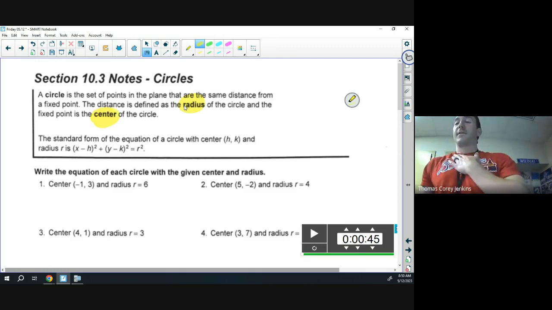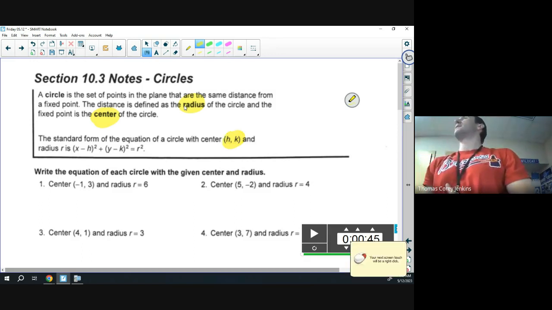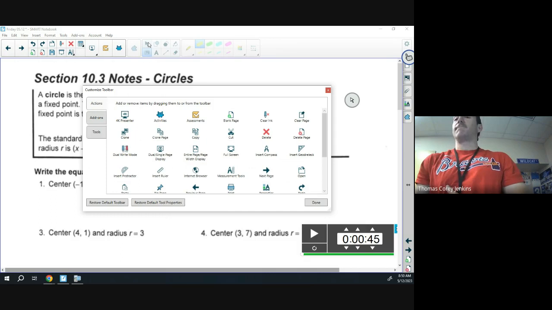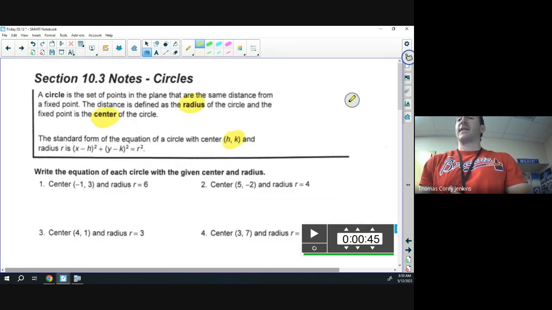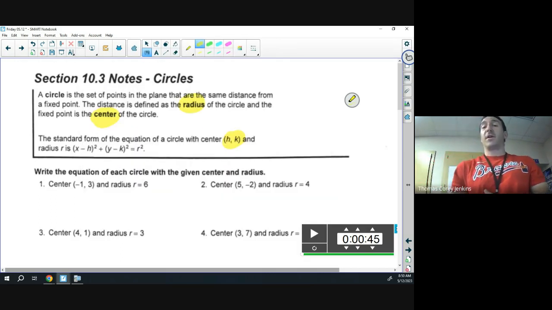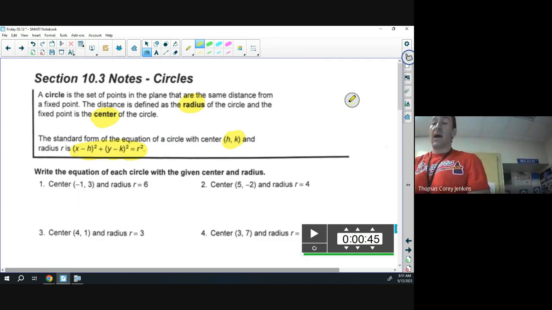Okay, so the center of the circle we call h comma k, kind of like vertex form of a parabola. We deal with that h and k when we're talking about translations a lot, so that should look familiar. And then our equation overall is that, right? So remember, h and k, we think of that as a move away from the origin, right? So let's go ahead and do some examples.